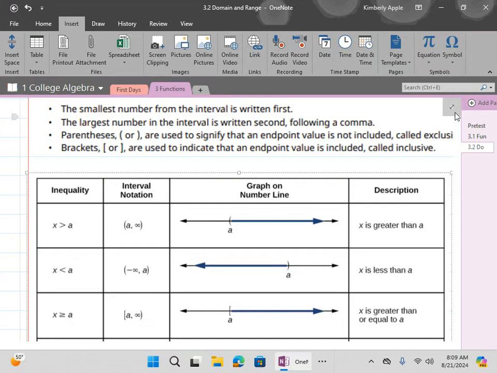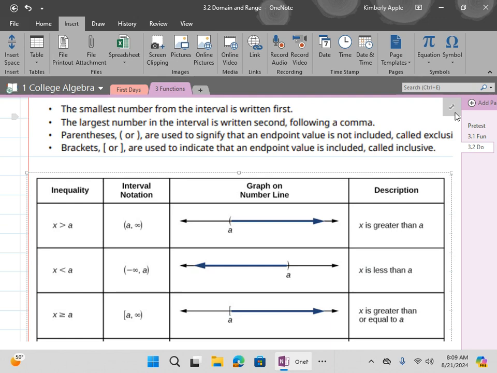Some conventions for that, so that we're expressing this properly. Number one, the smallest number is written first. And when I say smallest, like -5 is smaller or to the left than 5. The largest number is written second following a comma. So it's almost like a coordinate pair.